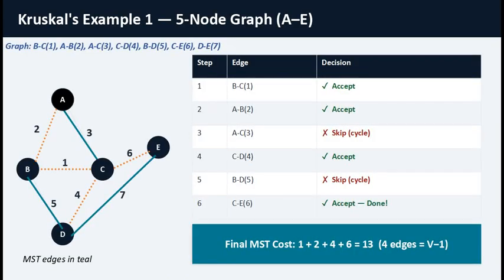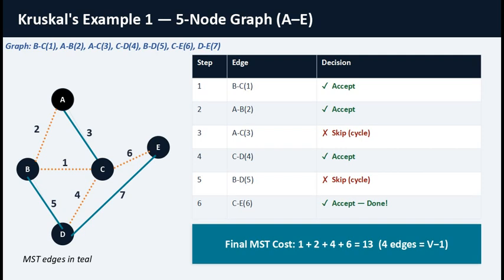Let's trace Kruskal's algorithm on a concrete 5-node example. After sorting, we pick BC with weight 1, no cycle, accepted. Then AB with weight 2, accepted. When we reach AC with weight 3, notice that A and C are already connected through B, so we skip it to avoid a cycle.